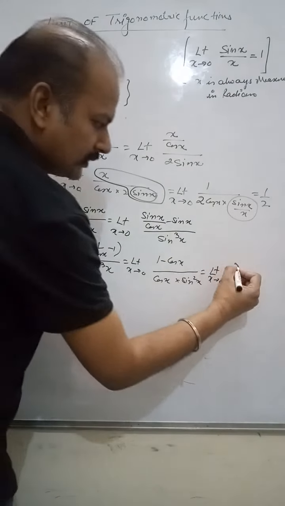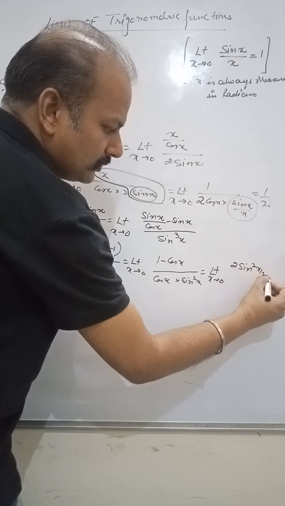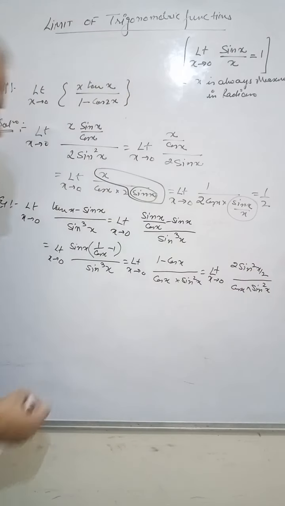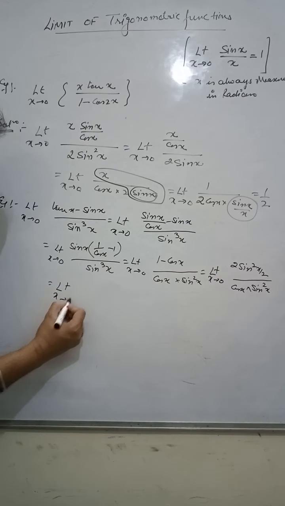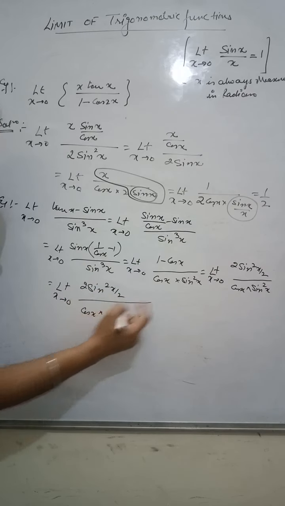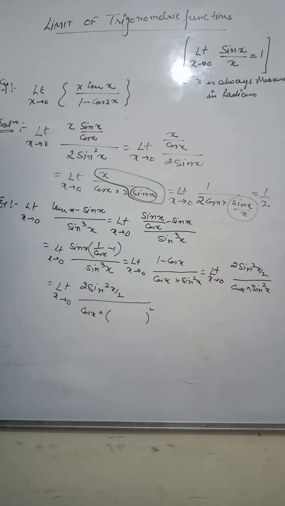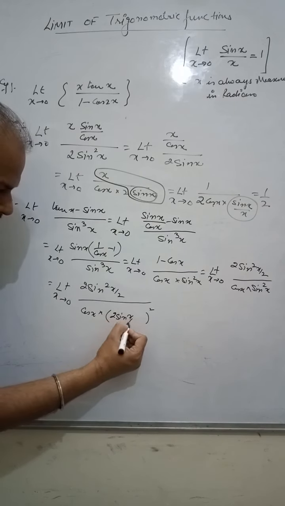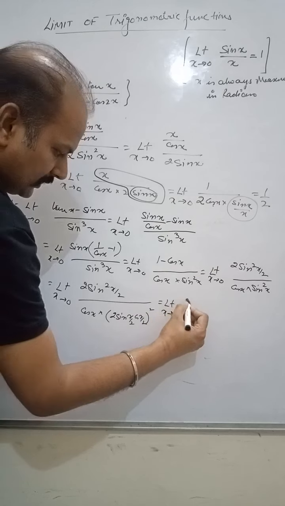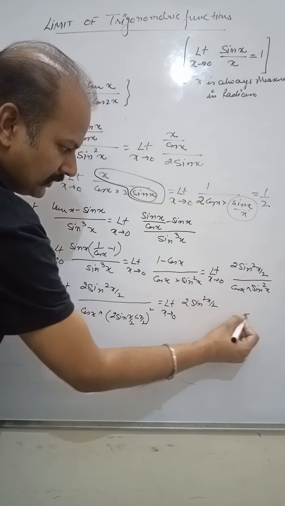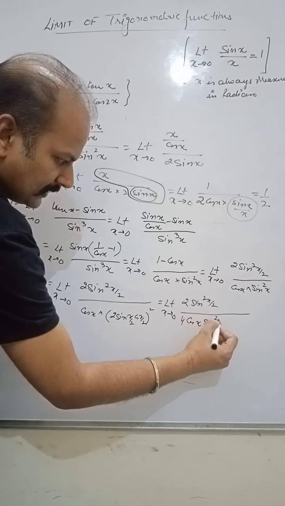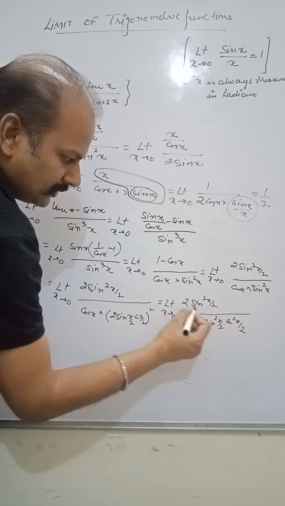1 minus cos x is 2 sin square x by 2, the half-angle identity, and keep this as it is, cos x into sin square x. Now we know the formula for sin 2 theta. This is the square of sin x, and sin x means 2 sin x by 2 into cos x by 2. Now you can see here, it will be 2 sin square x by 2. What does it come down to? 2 square is 4. This is cos x, sin square x by 2 and cos square x by 2. Now this will cancel down.